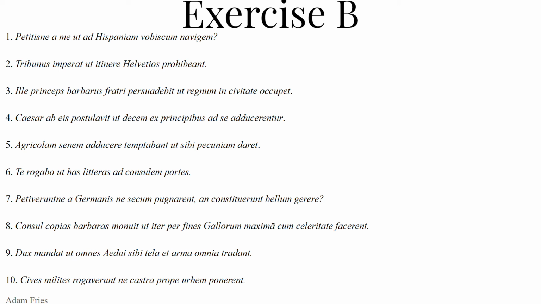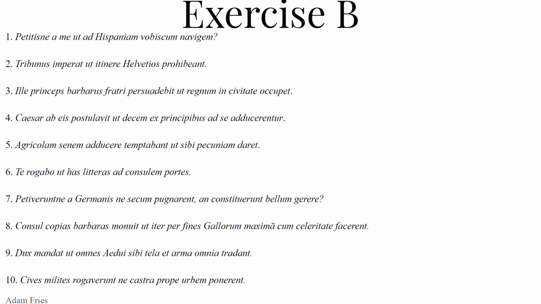In the present tense, primary sequence, our subjunctive verb should be present tense. Ut, there's our indirect command. Omnes Aedui sibi tela et arma omnia tradant. So omnes, nominative or accusative, plural, masculine or feminine, from omnis, omne, meaning all or every. Aedui, the Aedui are a tribe. They were a very prominent and important tribe of the Gauls. So that is the nominative plural masculine Aedui. So omnes Aedui means all Aedui, all of the Aedui, all the Aedui.